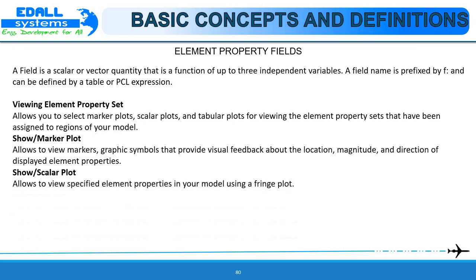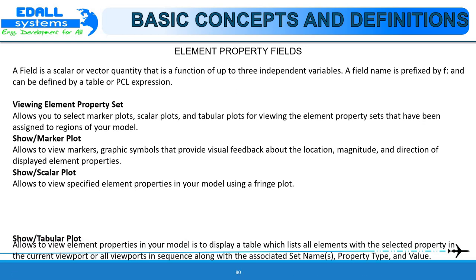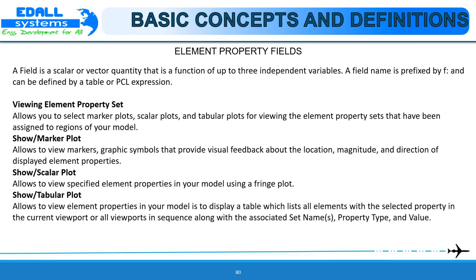Show scalar plot. Select this action to view specific element properties in your model using a fringe plot. To remove the plot from the screen, select the Display Entities menu and change the render style to wireframe, or click on the broom icon to clear the display. Show tabular plot. Another way to view element property in your model is to display the table which lists all elements with the selected property in the current viewport, or all viewports in sequence, along with the associated set names, property type and value.